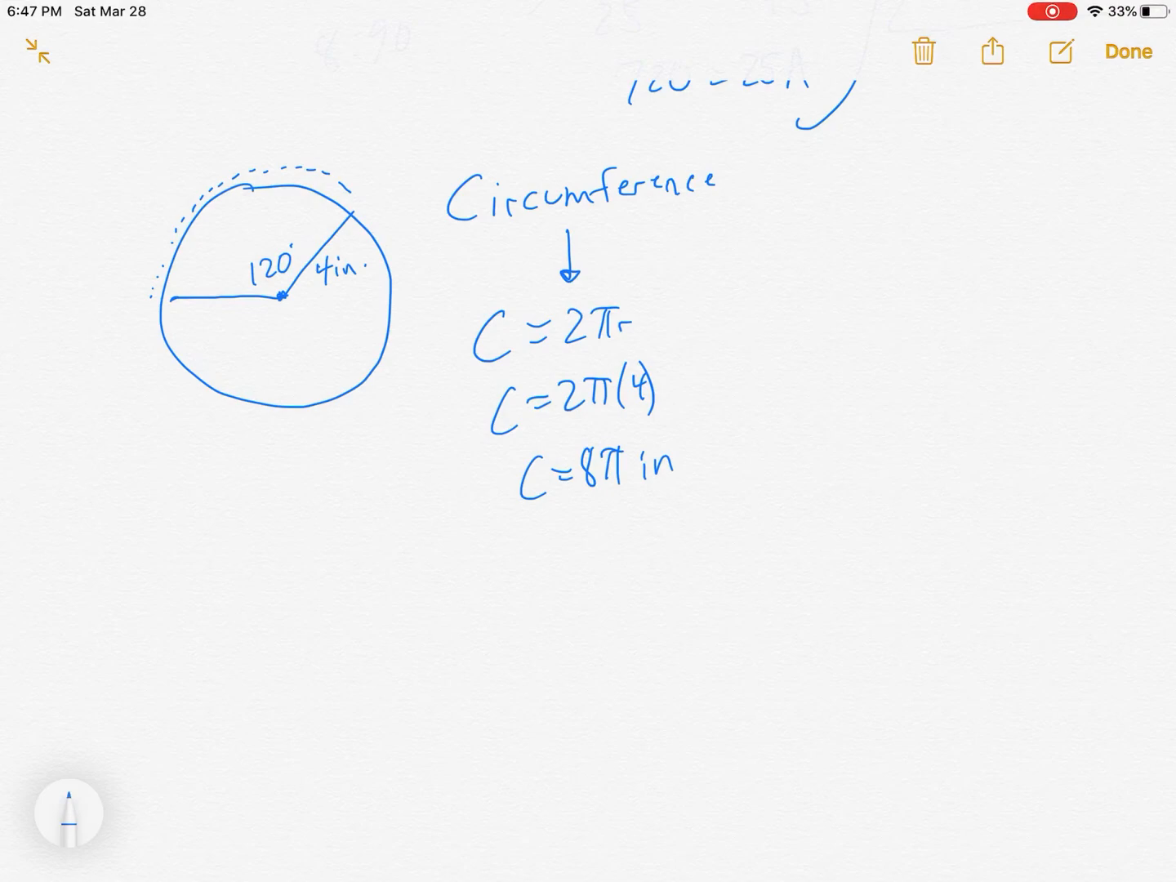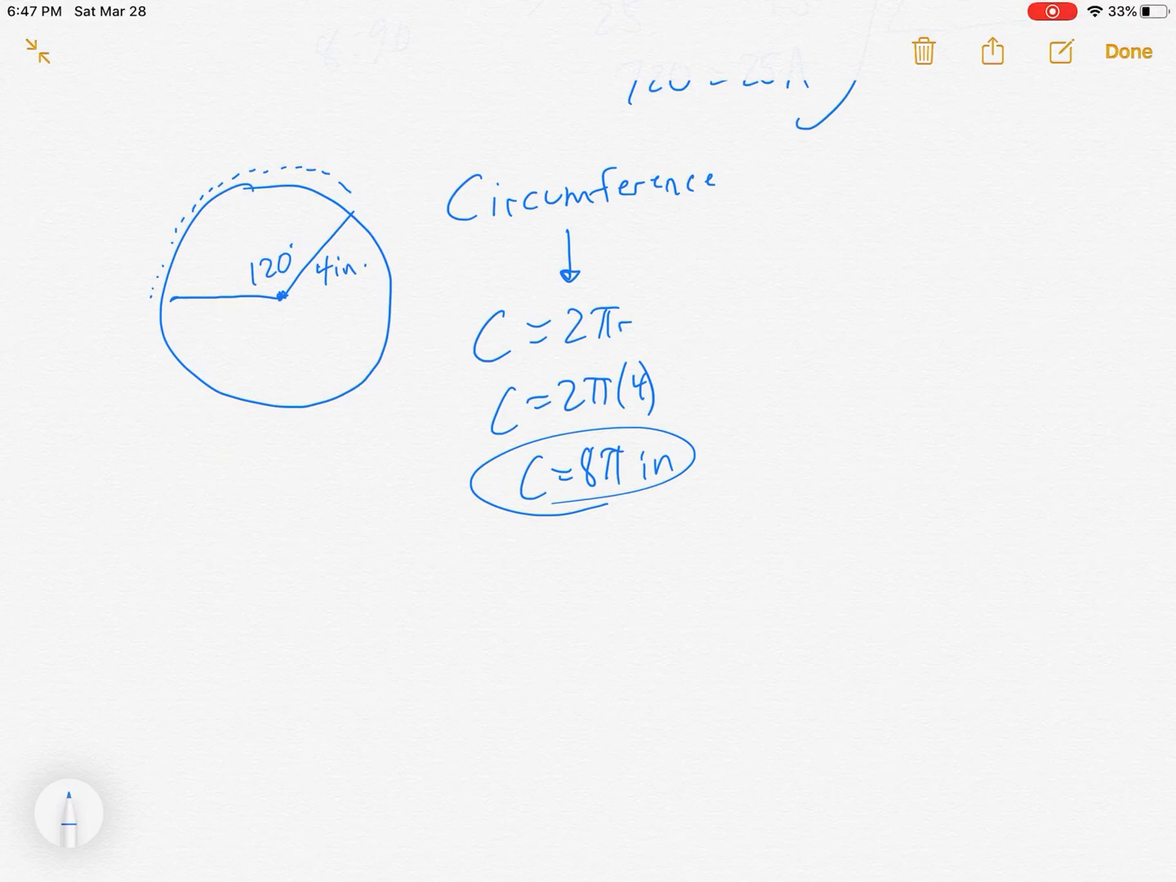Is it inches? Inches squared? Inches cubed? Inches. It's a distance, right? Inches. Not squared or cubed. But I only want to travel this part of the way. Well, that's a fraction of the circumference.